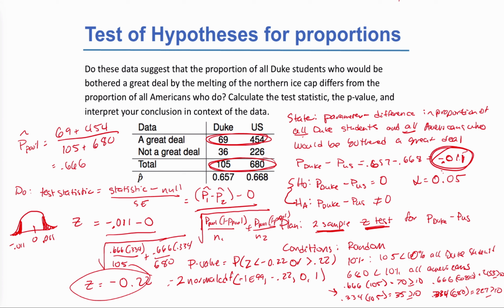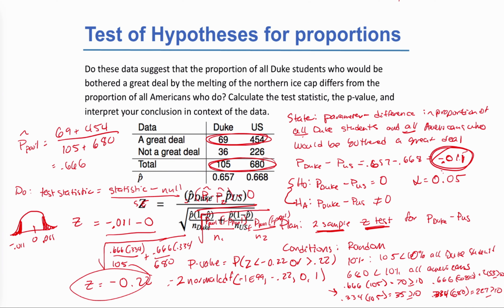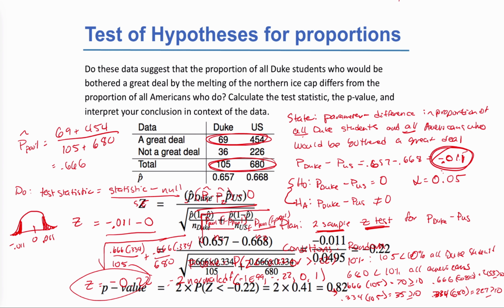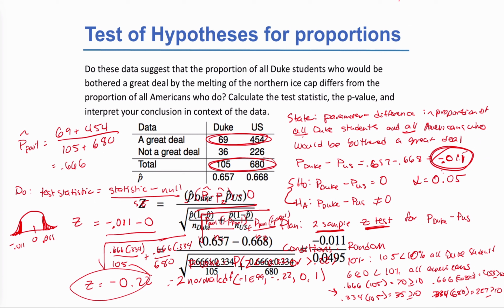When you do that, it gives you a p-value of 0.82. Right, it's 2 times 0.41, which is a p-value of 0.82.